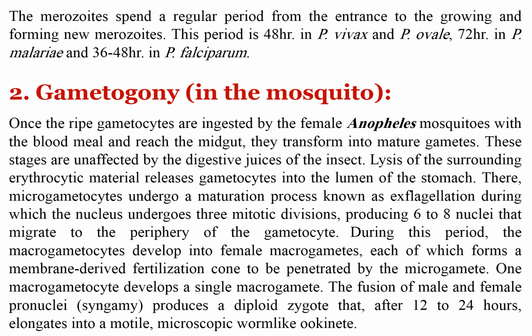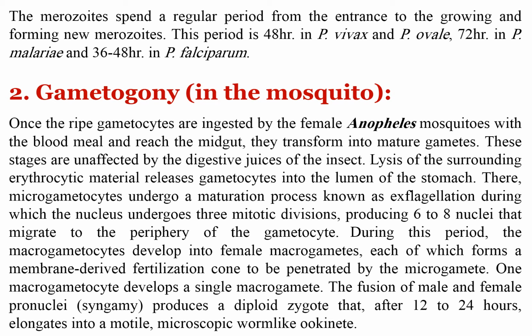There, microgametocytes undergo a maturation process known as exflagellation, during which the nucleus undergoes three mitotic divisions producing 6 to 8 nuclei that migrate to the periphery of the gametocyte. During this period, the macrogametocytes develop into female macrogametes, each of which forms a membrane-derived fertilization cone to be penetrated by the microgamete. One macrogametocyte develops a single macrogamete.